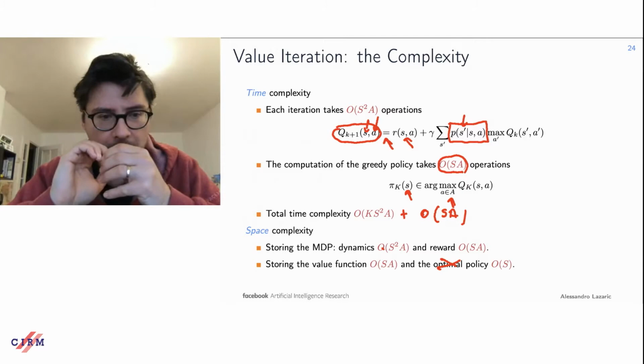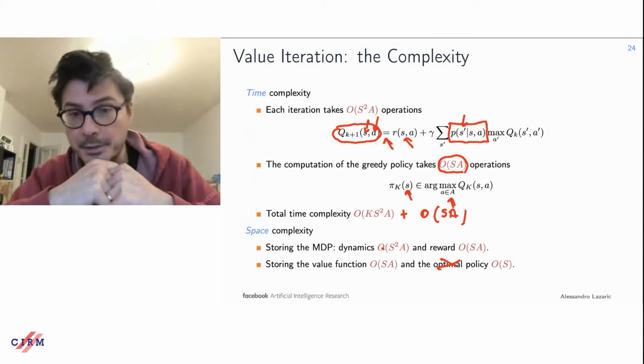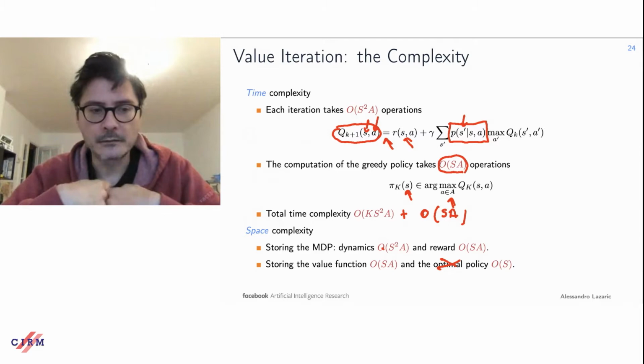Yeah, so there is a question in the chat. Jeremy asks, how did we know P? We know it, right? I mean, it's an assumption. It's a strong assumption.